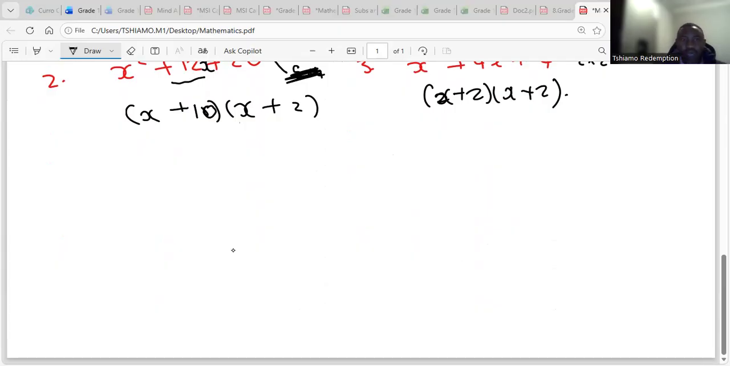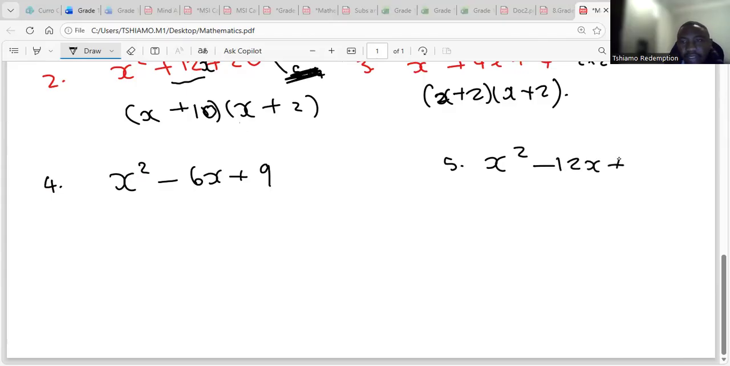Now I'm going to do the one with the negative. So number 4, I'm going to take this one, x squared minus 6x plus 9. Number 5, I'm going to choose which one. Okay, let's choose this one.